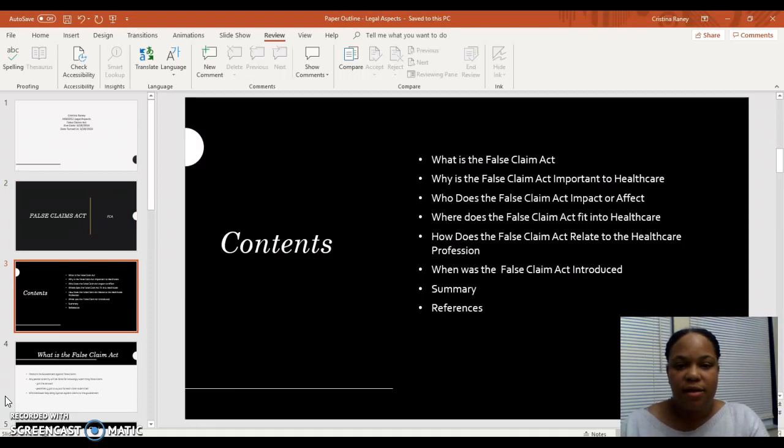This slide is provided to show you the highlights of what my outline is going to be about, and also what my paper is about. What the False Claims Act is, why the False Claims Act is important to healthcare, who the False Claims Act impacts or affects, where the False Claims Act fits into healthcare, how the False Claims Act relates to the healthcare profession, and when the False Claims Act was introduced, as well as a summary slide and my reference slide.